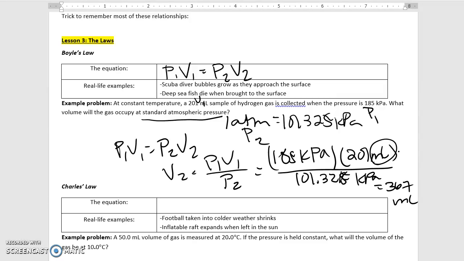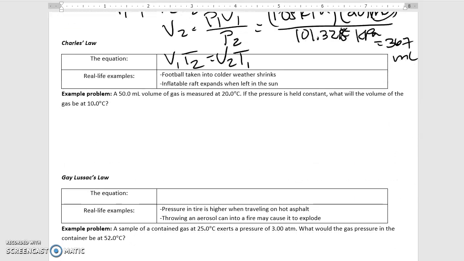So second law we're going to look at is Charles's law. Charles's law relates volume and temperature. So we've got V1 T2 equals V2 T1. Okay? So for this law, we're just going to be pretty straightforward plugging things in as well. We've got a volume here. So this is going to be our first volume. This is going to be our first temperature. It's the first one we come across. Pressure is held constant. That's telling us that we're using Charles's law. What will the volume of the gas be at this temperature?